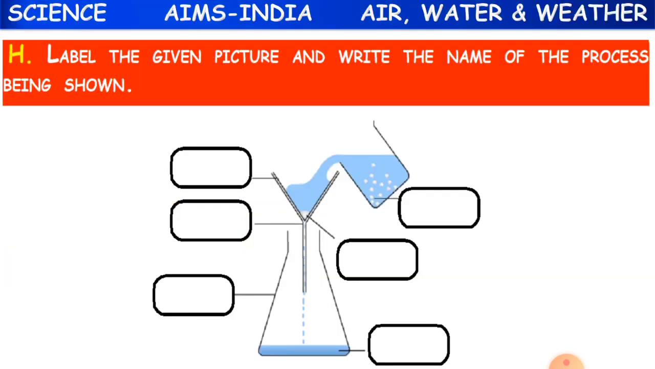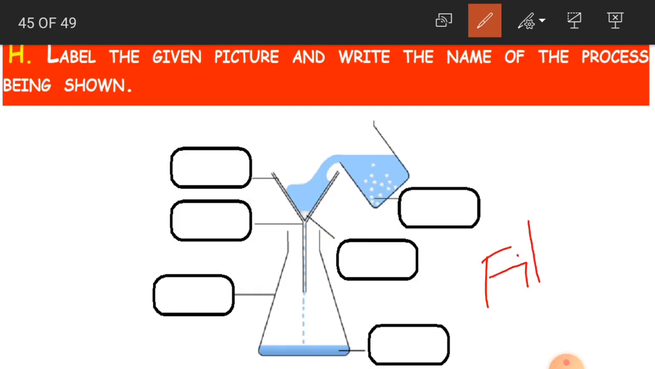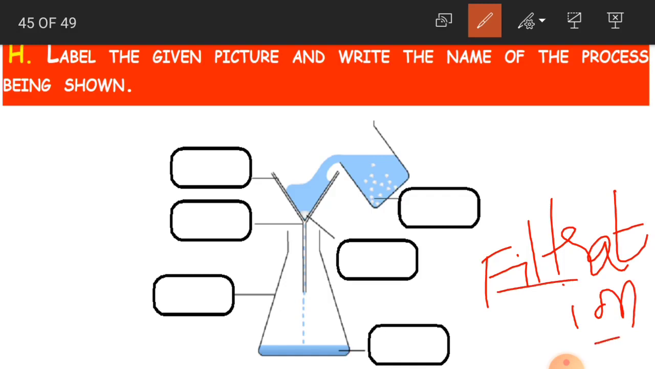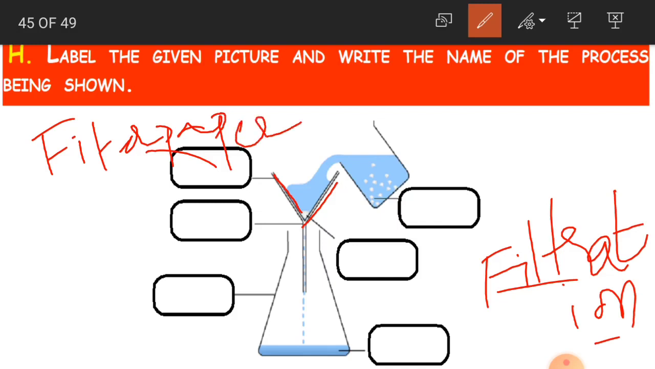Now here you have got a picture and you have to write the name of the process being shown. What is the name of this process? See here. What are you able to understand by this picture? And the process here is about filtration. And we also have to label these parts. So we'll just do it. Here, this part, what is it? This is a filter paper, where we are going to filter the water.